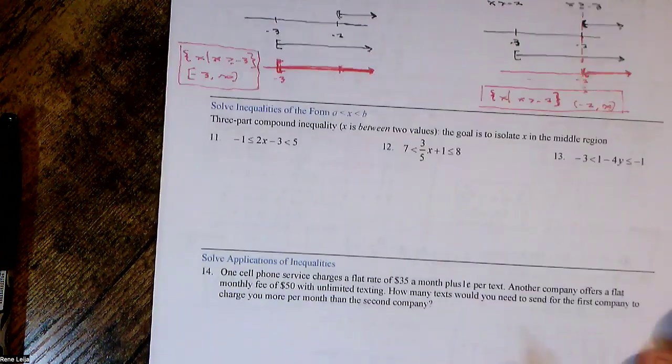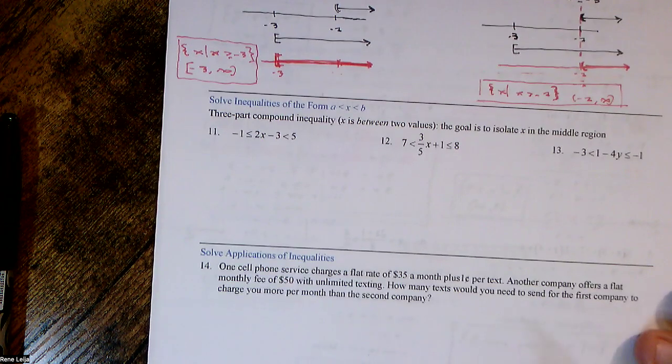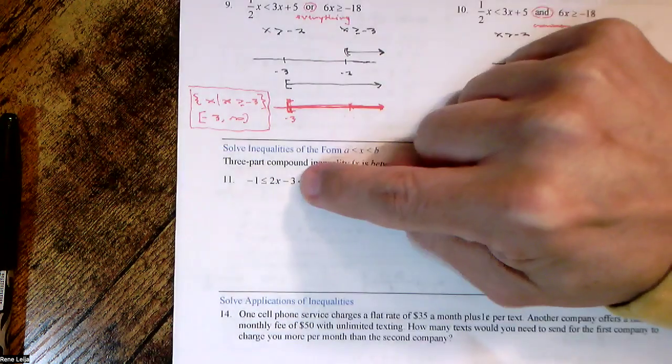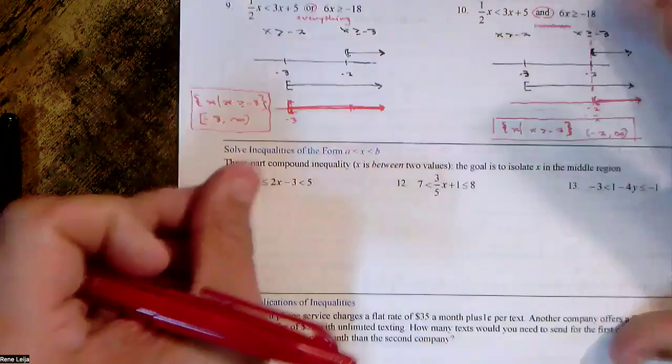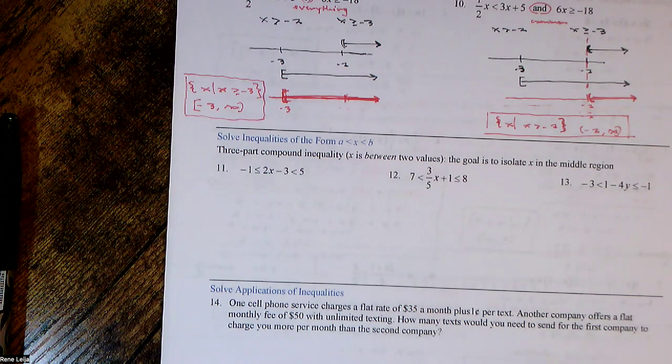All right, now the next part, when we have what's called a three-part inequality, I always see people trying to split this up and then they try to put their answer back together. So in other words, they solve that and then they solve that and then they don't know what to do with their answer. Do not split this up.